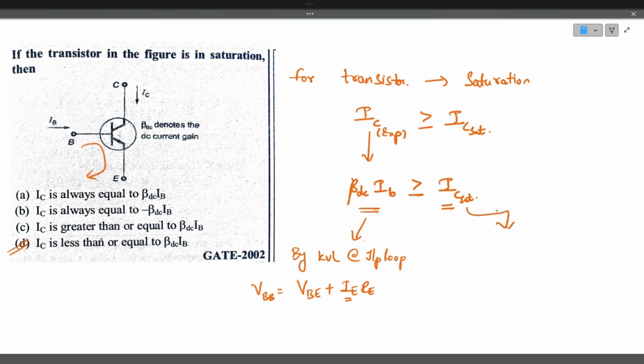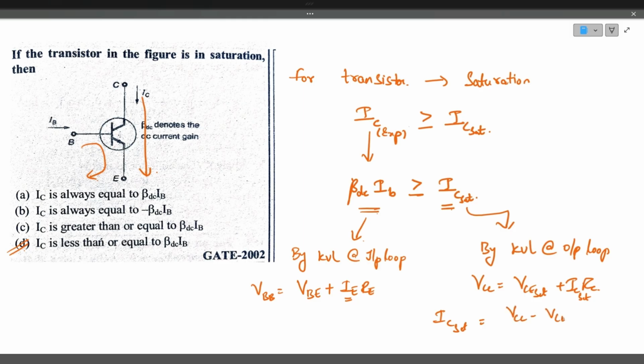How to find the collector saturation current? The answer is simple. You apply Kirchhoff voltage law in the output loop. By applying KVL at the output loop, you will get VCC is equal to VCE saturation plus IC RC. Here IC is IC saturation. So IC saturation is equal to VCC minus VCE saturation divided by RC. This is the way you have to calculate IC saturation and beta DC IB. You have to compare these values.